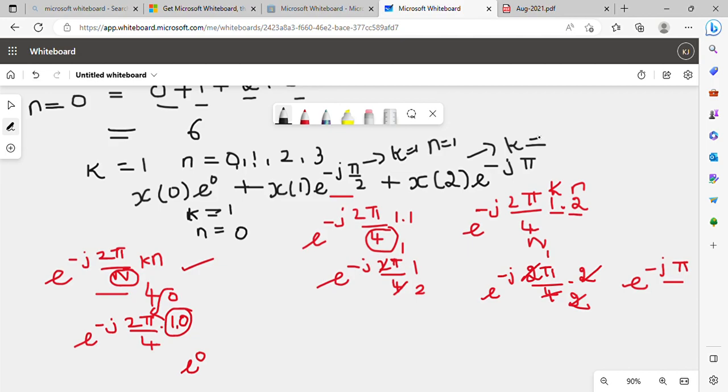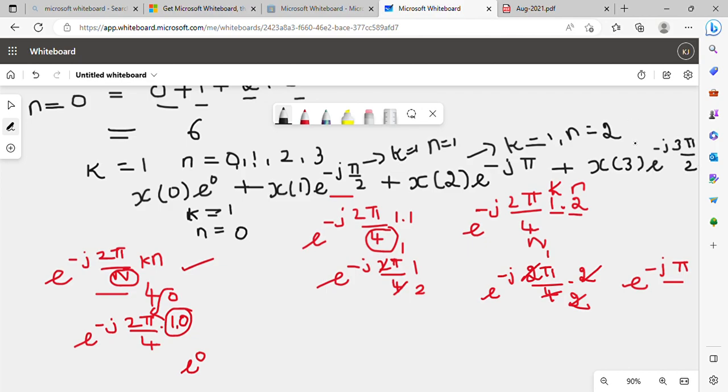It is for k equal to 1 and n equal to 2. My next combination is k equal to 1 and n equal to 3, right? So this is x of 3 into e to the power of minus j. It is what? So it is 3 pi by 2. Why 3 pi by 2? I'll also showcase that to you.